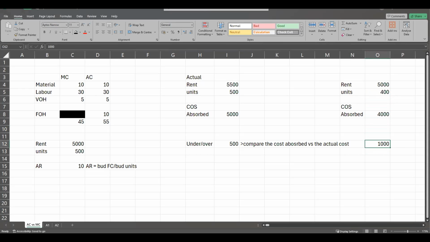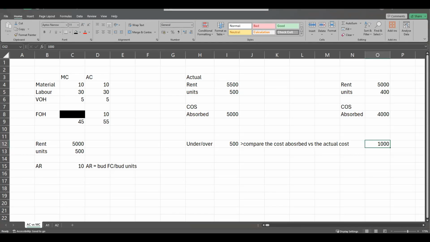So understanding the under or over absorption of your fixed production costs is a really important concept to understand and to feel confident working through, because again, you're going to potentially face some exam questions on this, particularly multiple choice questions where you may well calculate the right number, but you've got to be really clear on whether you've under or over absorbed.